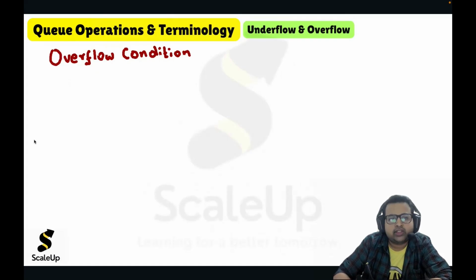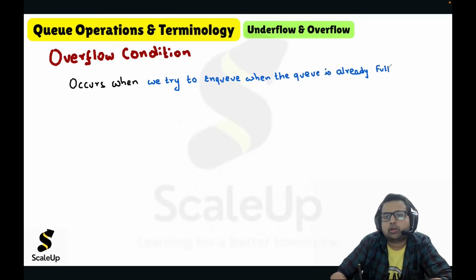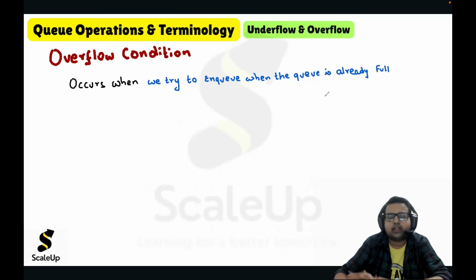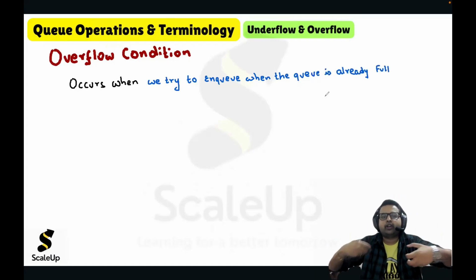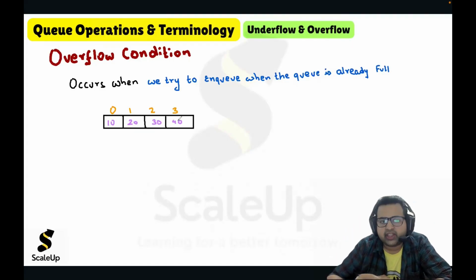Overflow condition occurs when we try to enqueue when the queue is already full. Just imagine the queue is already full and we are trying to add more elements to it. Then overflow will occur. So very easily we can visualize it with an example.